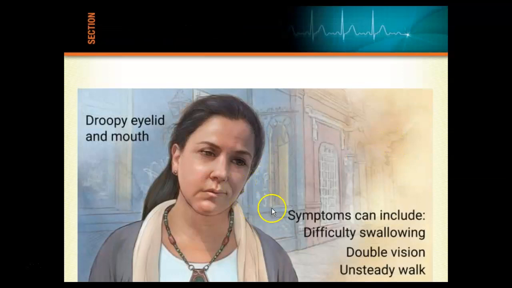This usually starts affecting the facial area first. So these people will have a droopy eyelid and a droopy mouth. They may end up having difficulty swallowing. They may have double vision and eventually have an unsteady walk. This can be treated. There's no cure, but there are treatment options for it.